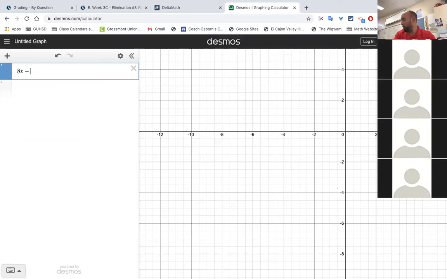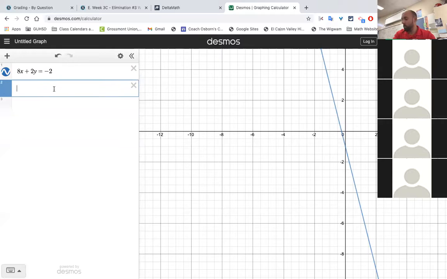Eight x plus 2y equals -2, then 4x minus 5y equals -19. All right, let's see if I got it right. And I got -1. Wait a minute. What happened?